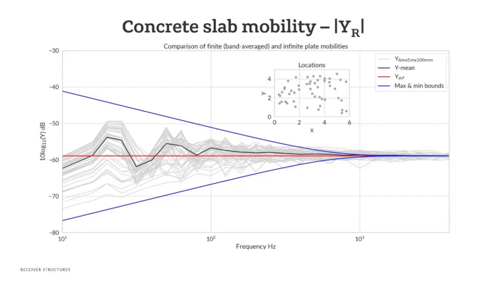So it's a very, very good tool, and you can see the predictions for this slab are, of the averaged, let's say, well within 10 dB of the characteristic mobility. So we can say the characteristic mobility of an infinite plate is very well suited to representing the averaged behavior of your receiver.